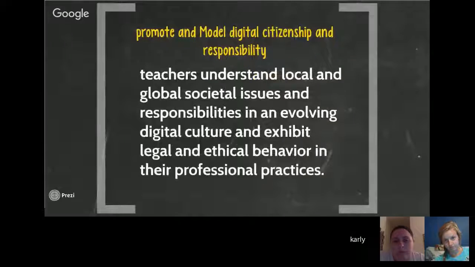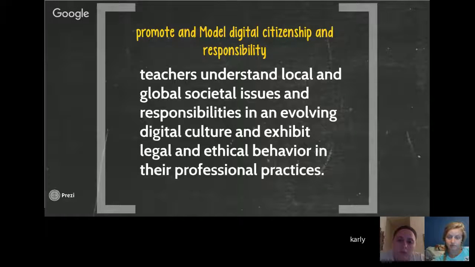The next one is to promote and model digital citizenship and responsibility, which is teachers understanding local and global societal issues and responsibilities in an evolving digital culture and exhibiting legal and ethical behavior in their professional practices. So teachers are going to be advocating, modeling, and teaching the technology. They're going to make sure that the students are using it safely and legally, making sure that they know about copyright, and about what is someone's intellectual property. They're going to be able to address the diverse needs of all learners by using the technology as well.